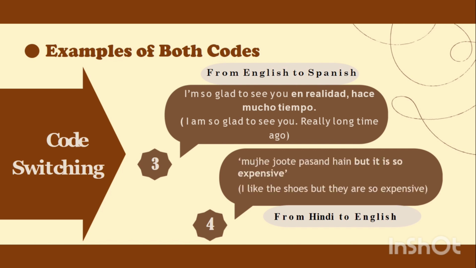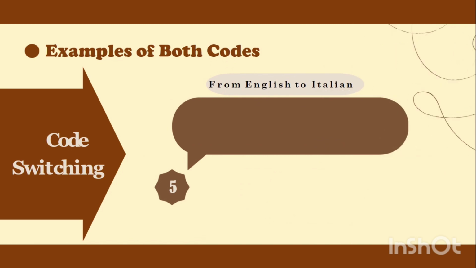From Hindi to English. मुझे जूते पसंद हैं, but it is so expensive. I like the shoes, but they are so expensive. From English to Italian. I came to get a cappuccino caldo. I came to get a hot cappuccino.